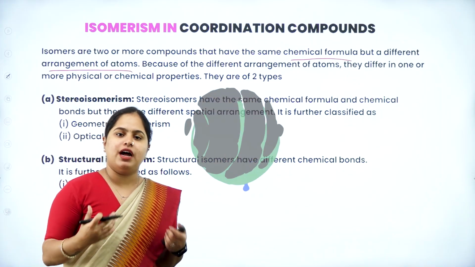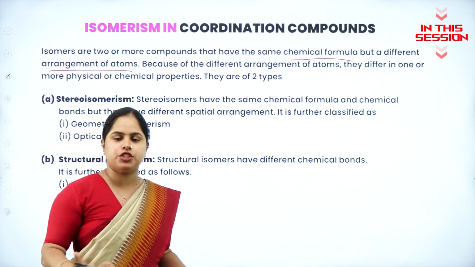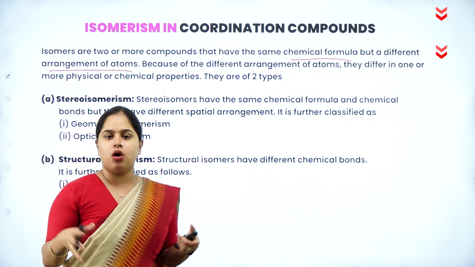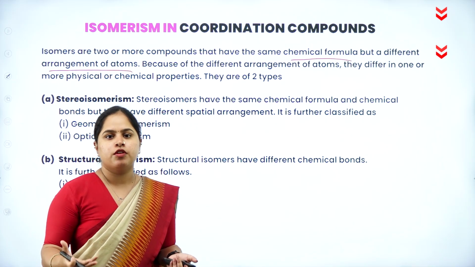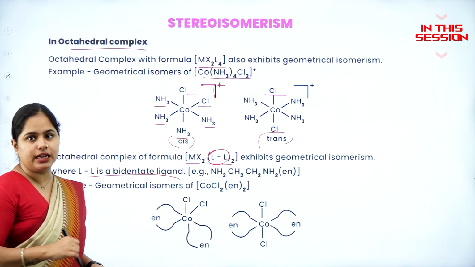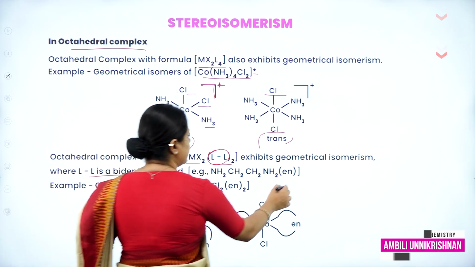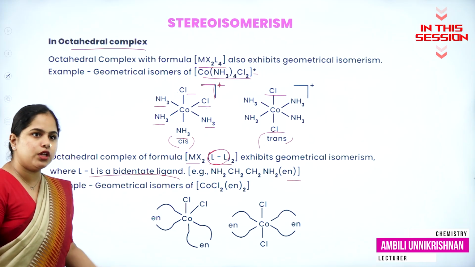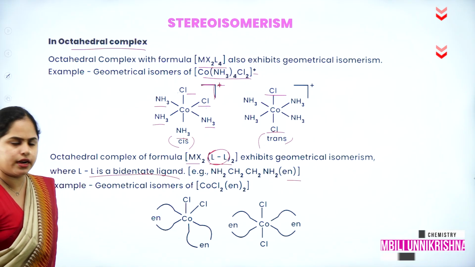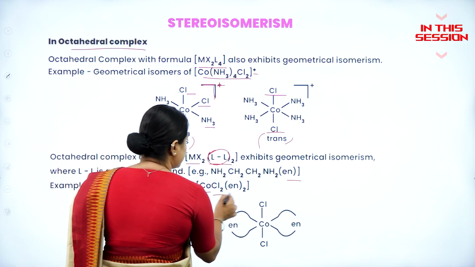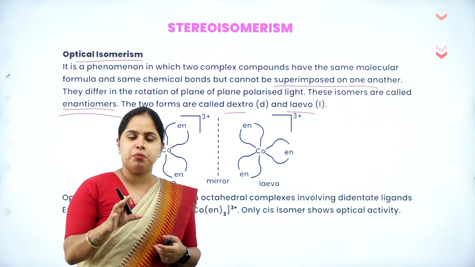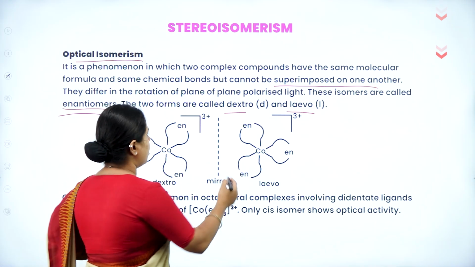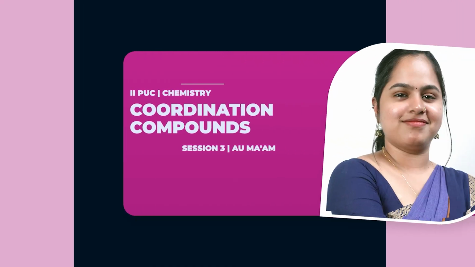The arrangement of atoms, something related to the spatial arrangements, the bonds, all of that are different, but these compounds will have the same molecular formula if it is a bidentate ligand. So for example, we have taken en here, that is ethane-1,2-diamine. In that case, how will you write the geometrical isomerism, cis and trans? Let's take the example of [CoCl2(en)2]. The plane polarized light, if it is rotated towards the right by the compound, it is called dextro.